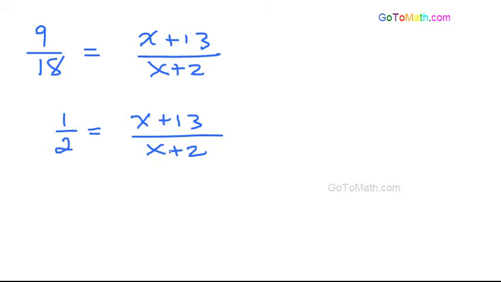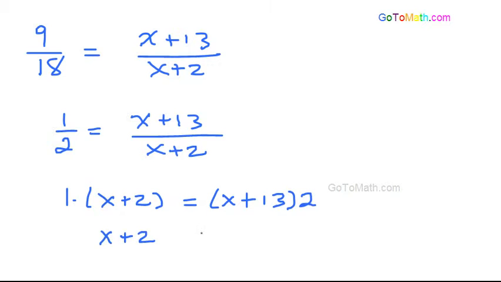So what we'll want to do is take this x plus 2 and move it diagonally up to the top. So we'll have 1 times x plus 2. And let's move this 2 to the other side, and that'll be moved up to the top, right? Because what are we doing? We're multiplying both sides by 2 when we do that. So remember that. So we have x plus 2 is equal to, let's distribute that 2 across, 2x plus 26.